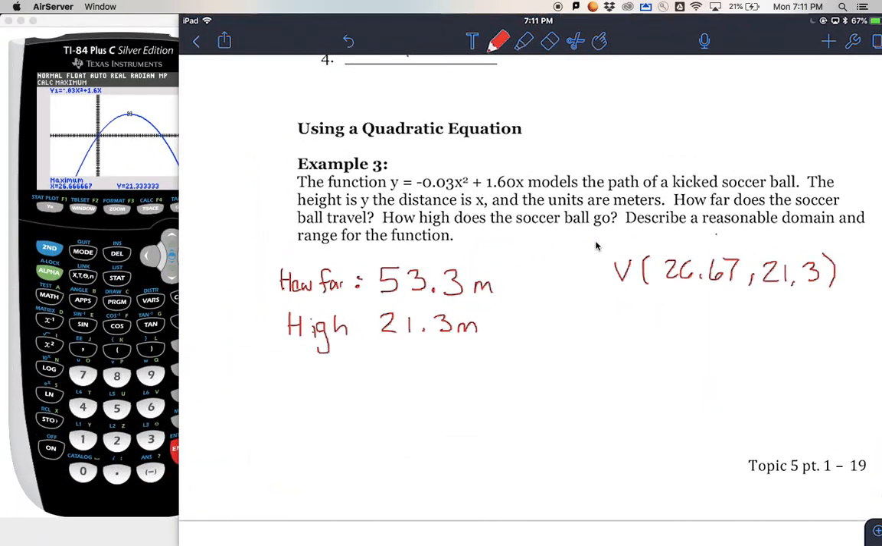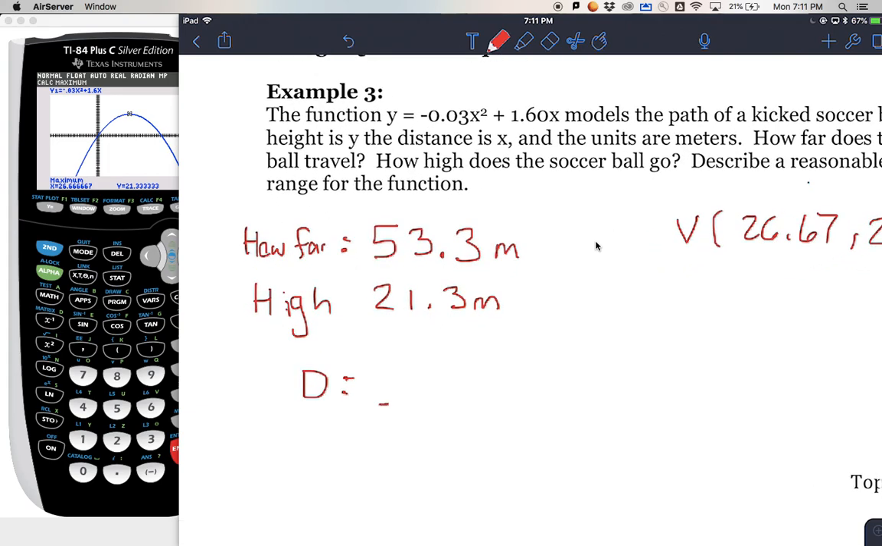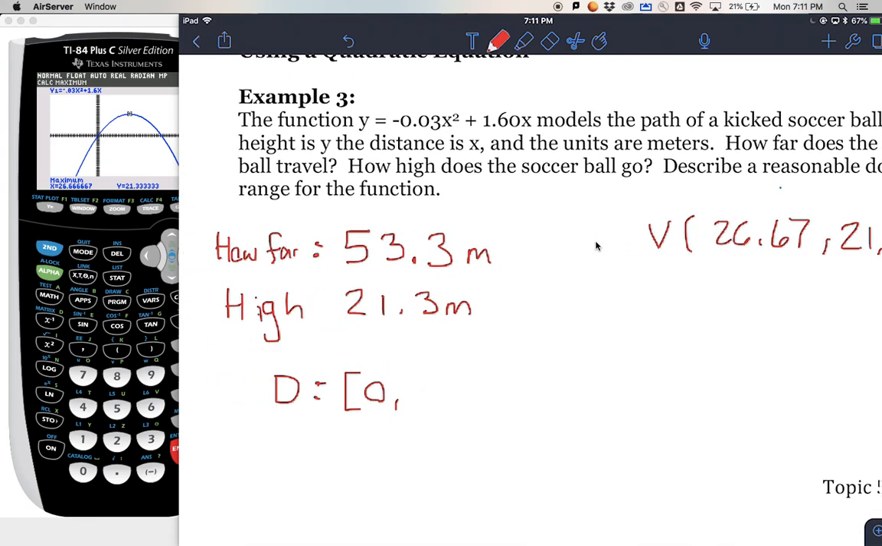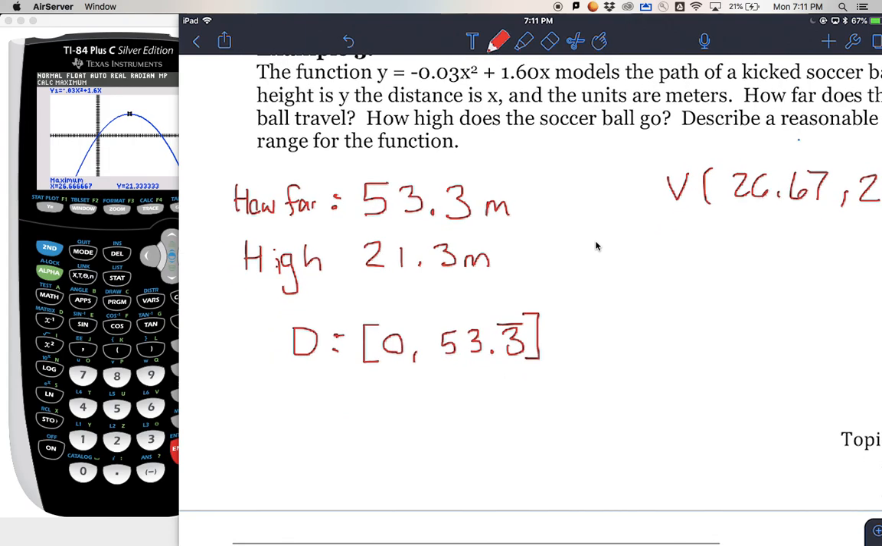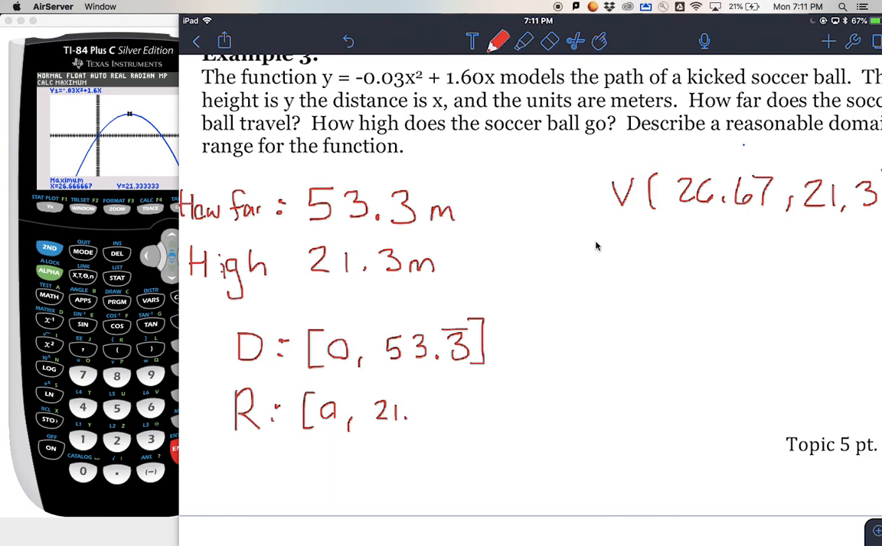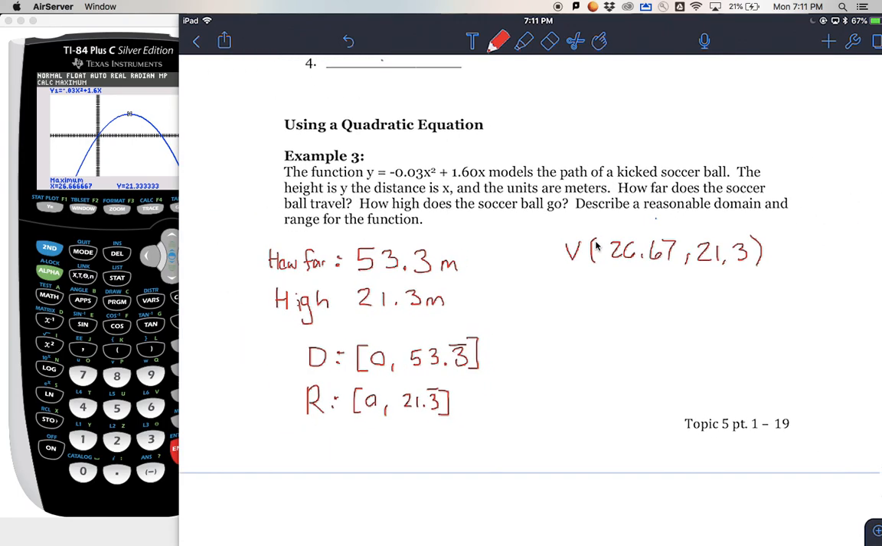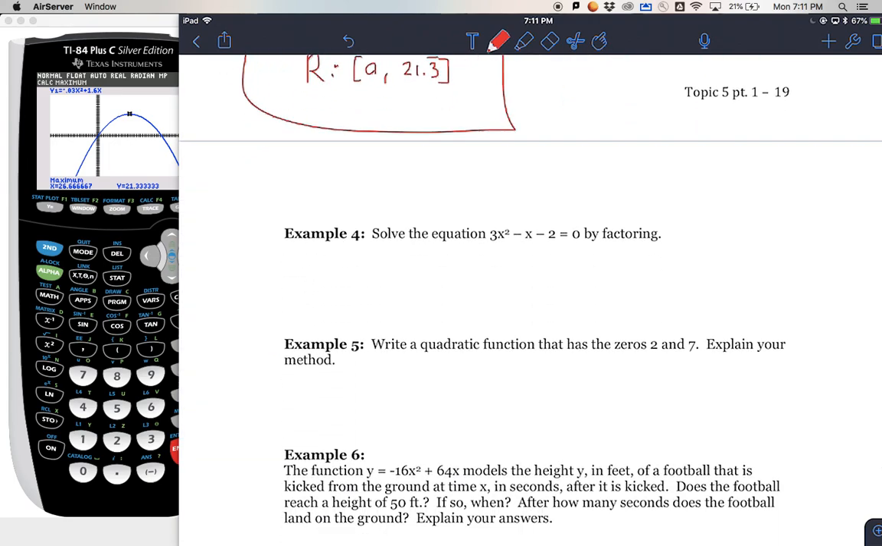So as far as writing your domain and range, a reasonable domain for this problem, I would say, starting here at 0, so I'll put a bracket, and then it goes up to, where was it? Oh yeah, 53.3 repeating right there, and then a bracket. Now as far as range, it started at 0, and then it went up to 21.3 repeating. That would be a reasonable domain and range. So make sure you get that written down. Pause the video here for a second if you need that. So go ahead and move along.